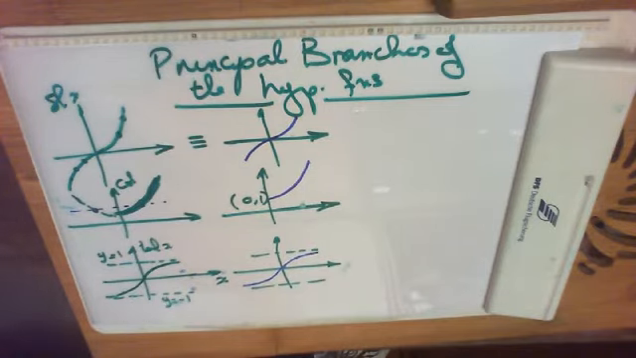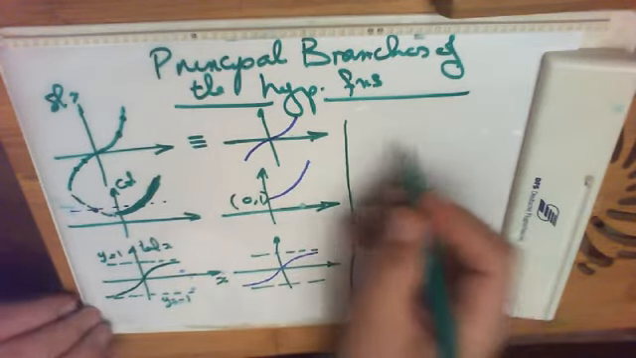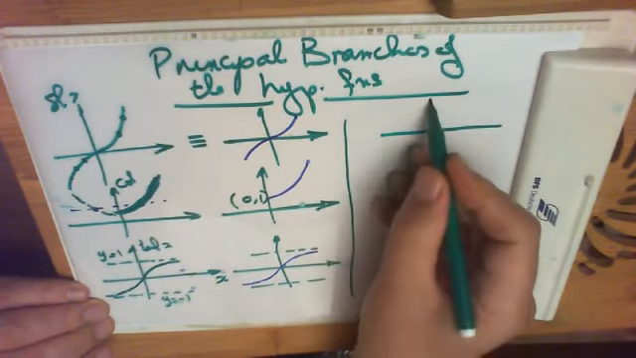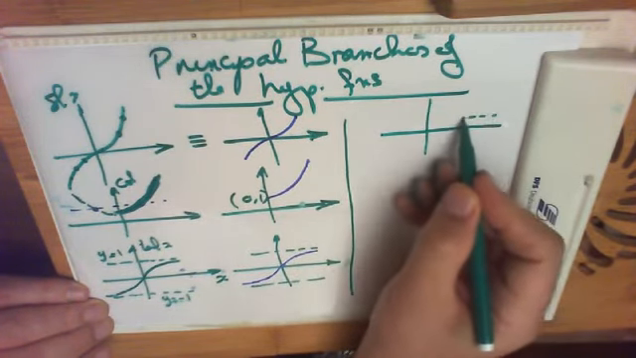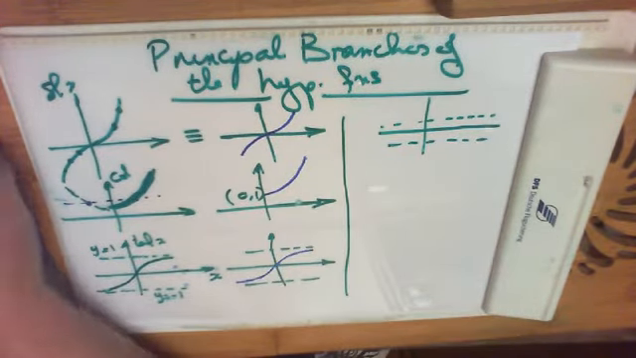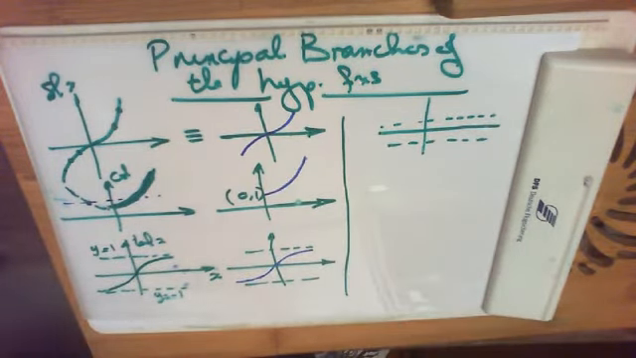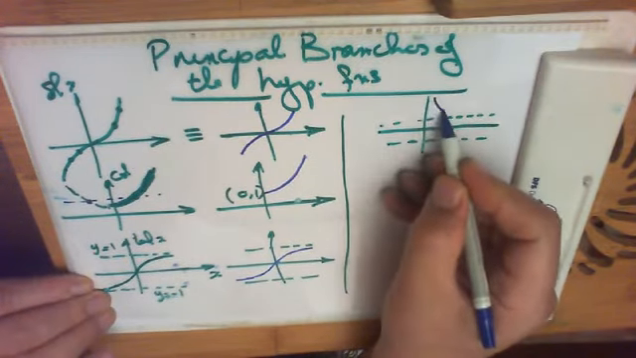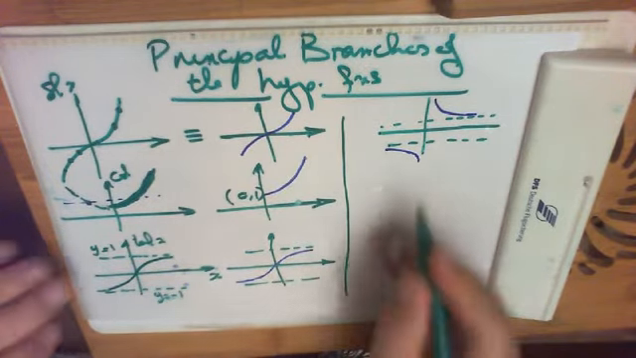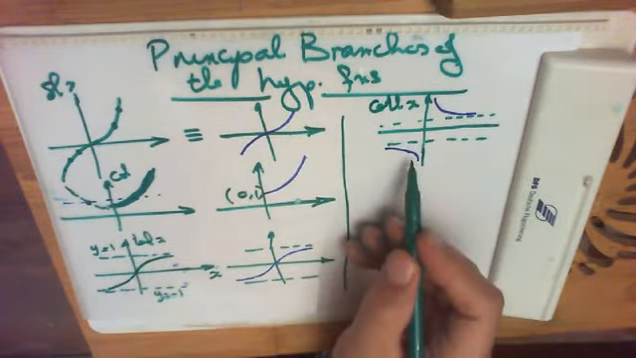Okay, what about cotangent? If you remember, cotangent was like this. This and this. So the horizontal line intersects in one point, so it is the same. This is for cotangent. Principal branch is the same as the original function.